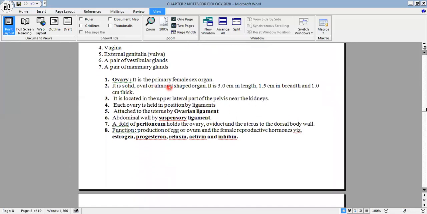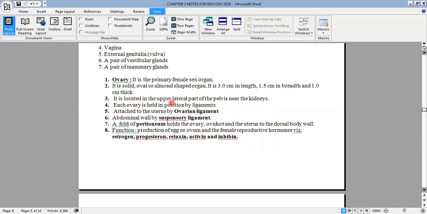Ovary is the primary female sex organ. You can see that the shape of the ovary is oval or almond shape. These parameters are not that important, but still you have to know it's 3 centimeter in length, 1.5 centimeter in breadth, and 1 centimeter in thickness. Now, what is the location of the ovary? You can see ovary present in the pelvic region near the kidneys.